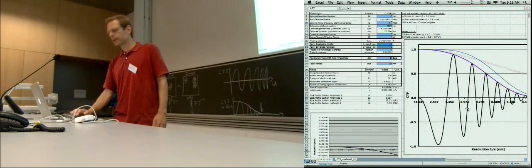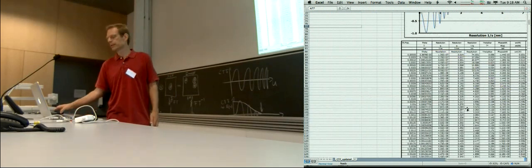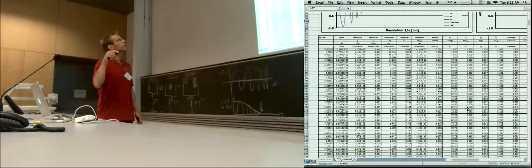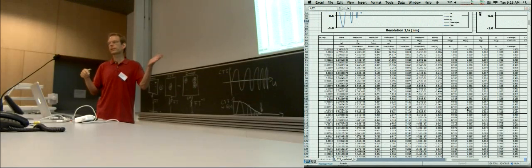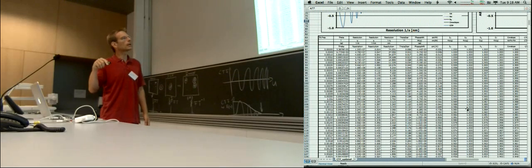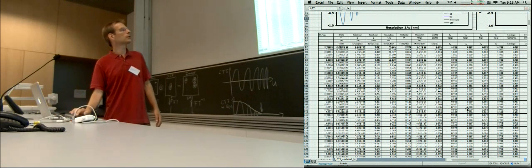And this is calculated here. It's just the resolution and then the phase shift, and then the sinus of the phase shift, and then all the different envelope functions, all the equations that I just had on the blackboard, they are all calculated here in an Excel sheet.